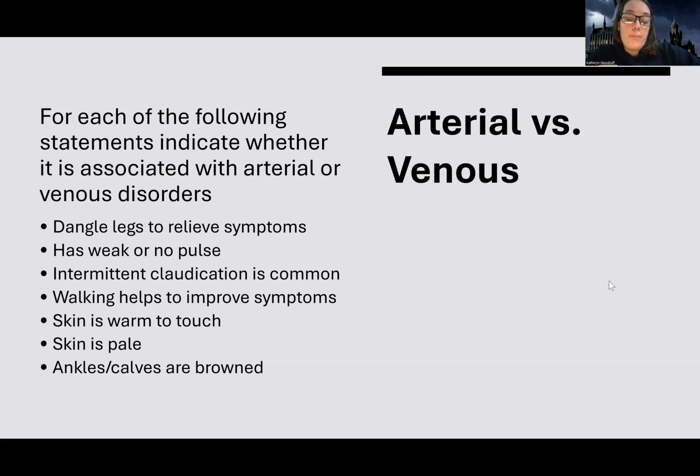There's a lot more that could be included here. I have some of my other PowerPoint for arterial versus venous, but you should definitely go through and maybe make yourself a little table or brain dump and see if you can differentiate these two. There's more stuff like where do their ulcers happen? What do their ulcers look like? What treatment do we do for ulcers, arterial versus venous? The list goes on.